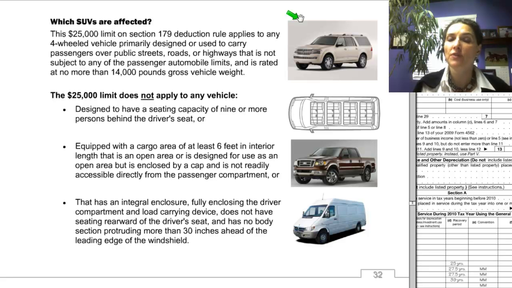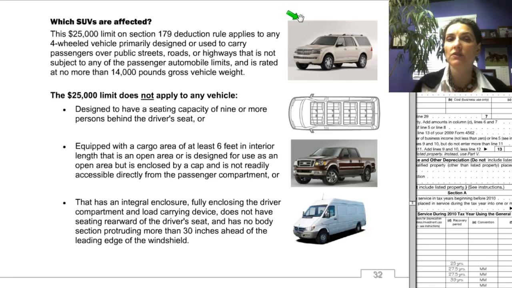So although there is a limit in place on these SUVs, it is really infinitesimal in comparison to the limit that is imposed on regular passenger cars. Now, having said that there is a $25,000 limit on SUVs, I did want to show you the kinds of SUVs that are not affected by this limit.